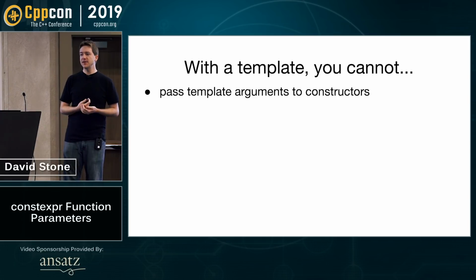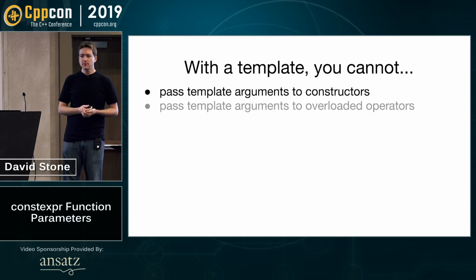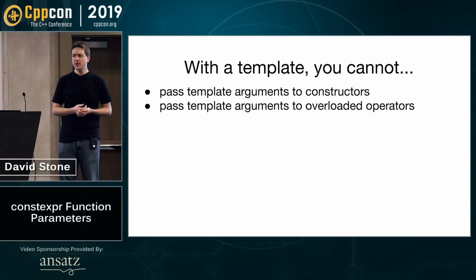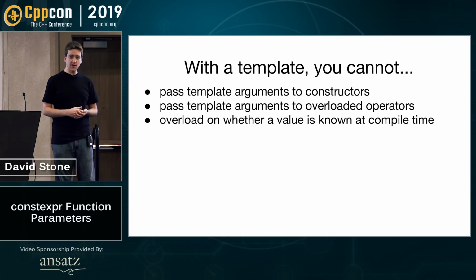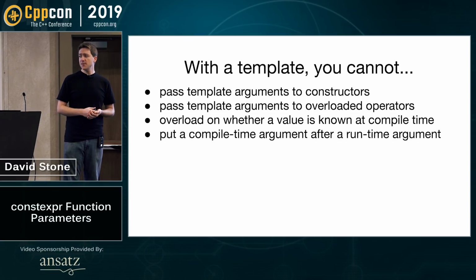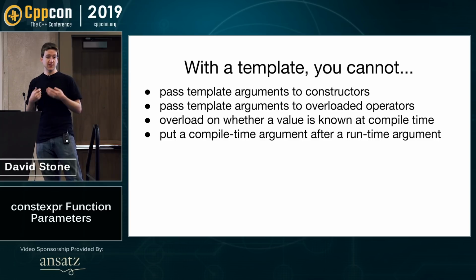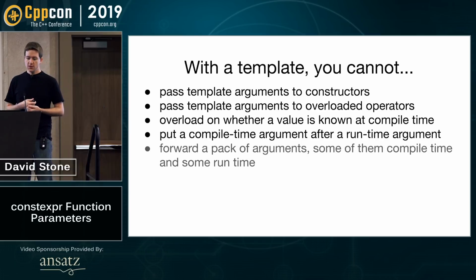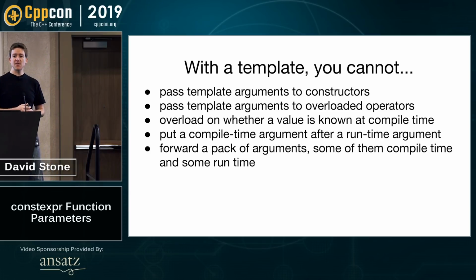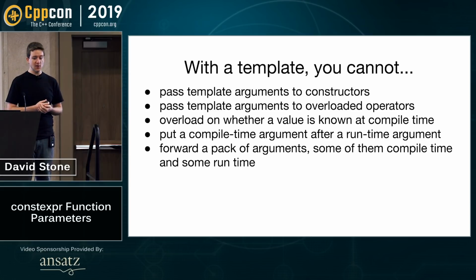You cannot pass template arguments to constructors. You can't pass template arguments to overloaded operators. You can't overload on whether a value is known at compile time. You can't put a compile time argument after a runtime argument. Regardless of how you want to write your function, if it's a template parameter, it goes first. You can't forward a pack of arguments, some of them known at compile time, and some of them known at runtime, without having two different parameter packs, and you have to know that the function you're forwarding to has this requirement.